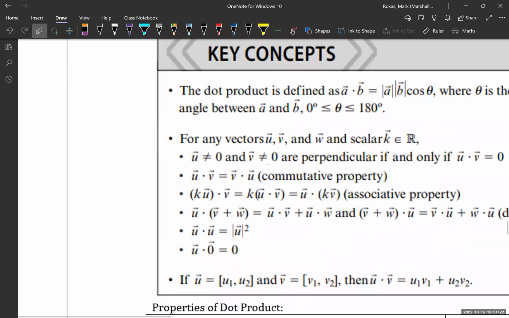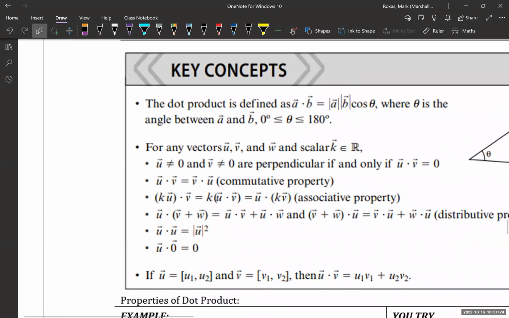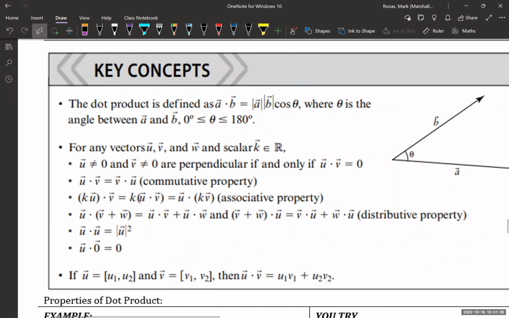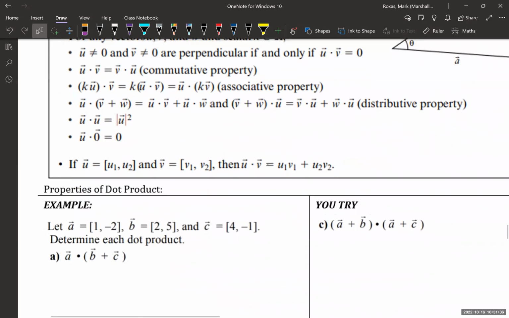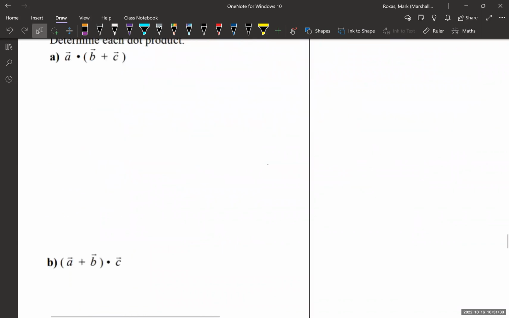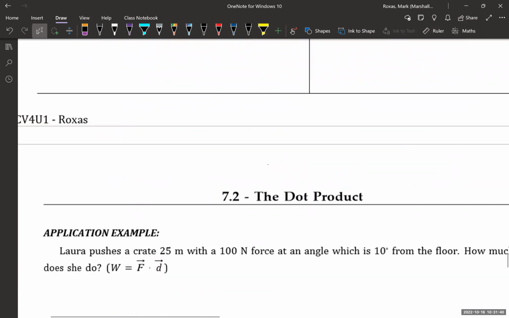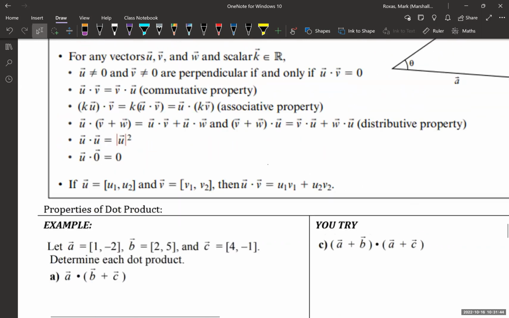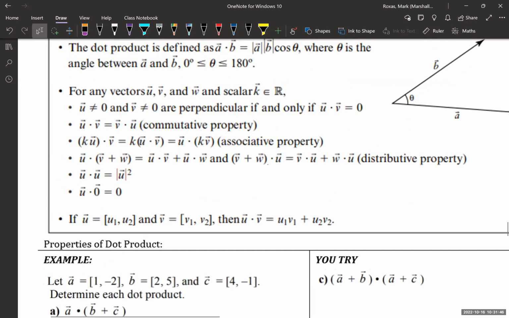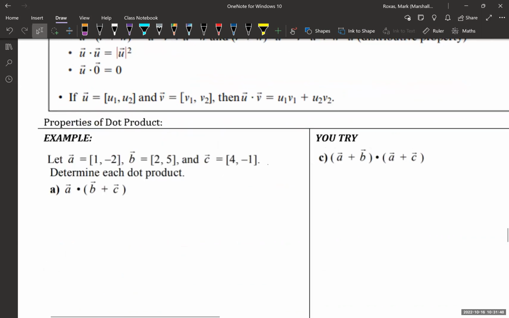Key concepts. Just to rehash the key concepts, we have the dot product once more in geometric form and in algebraic form. Let's talk about some properties. When you're doing properties, make sure you do these things correctly. So think about BEDMAS first. You've got to do your brackets first.